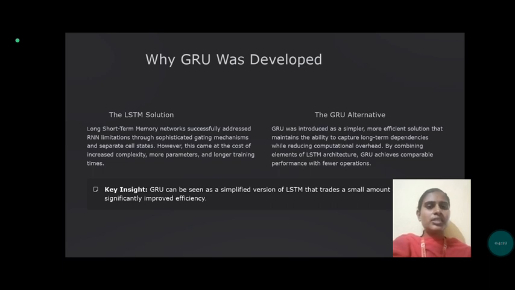Here is the key insight: GRU can be seen as a simplified version of LSTM that trades a small amount of expressiveness for significantly improved efficiency.